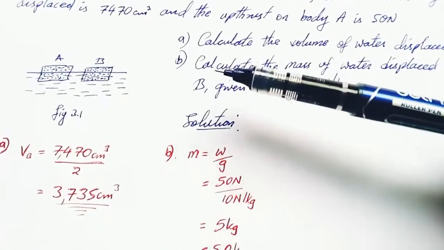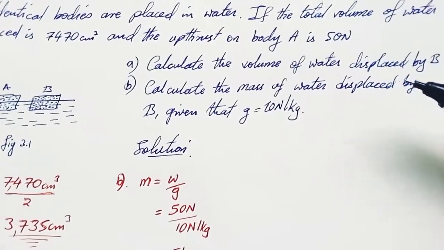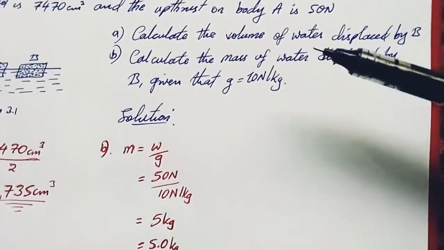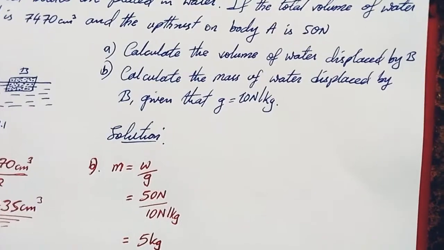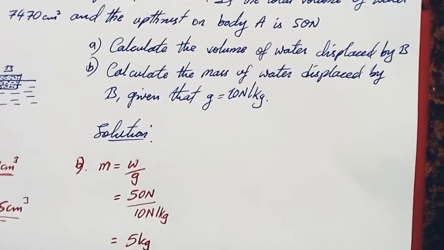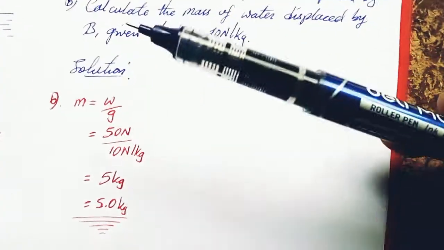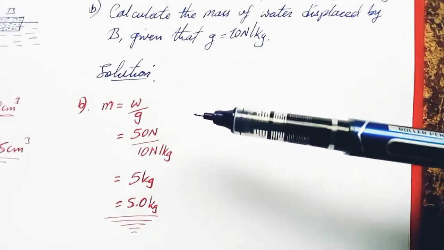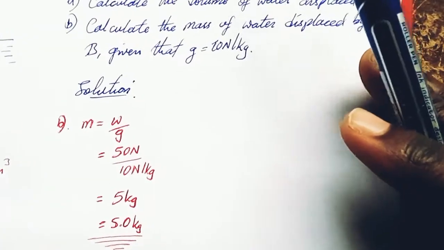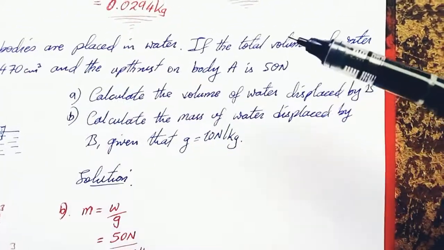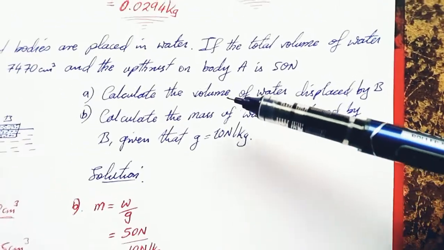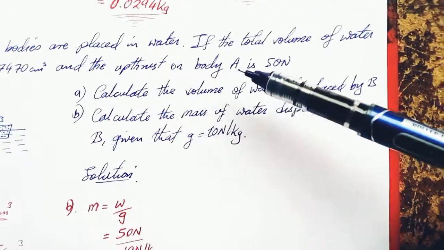Next, calculate the mass of water displaced by B, given that g is equal to 10 newtons per kg. We use the formula for weight. Weight is equal to mg, but make m the subject. The weight of the water displaced by B, which is identical to A, is what we need, and the upthrust on body A is 50 newtons.